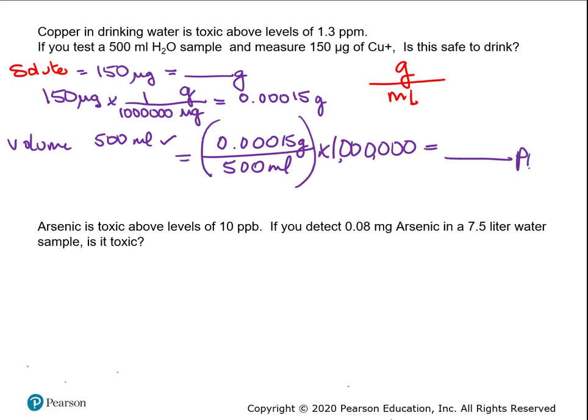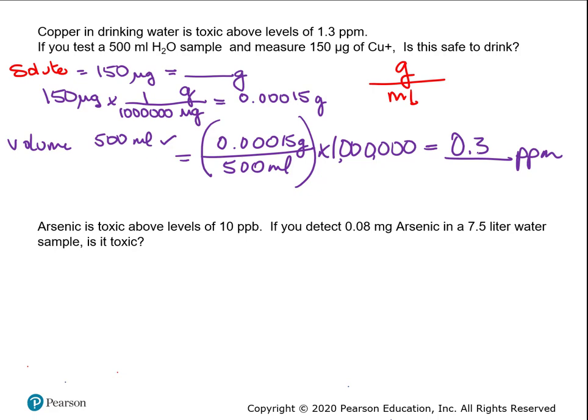This is going to tell me my parts per million. So 0.00015, which you see is a really small amount of copper, divided by 500, and then times 1, 2, 3, 4, 5, 6. What did you get? 0.3. Okay, do the math. Everybody gets 0.3.